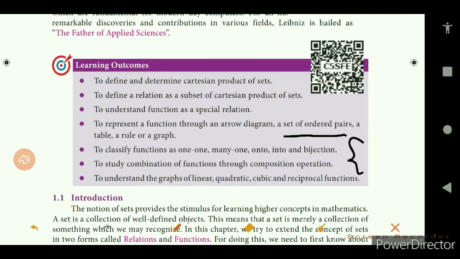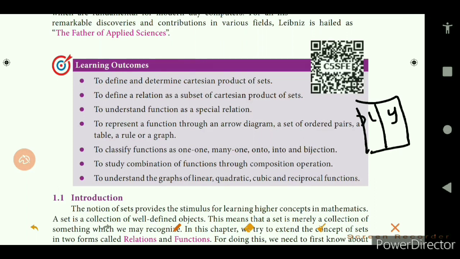And the next thing is a set of ordered pairs. In a set bracket, we are representing the elements in small brackets, that is called a closed bracket. It should not be a null set. And the third one is table form, representing in tabulation as x and y. The fourth one is a rule or a graph method.